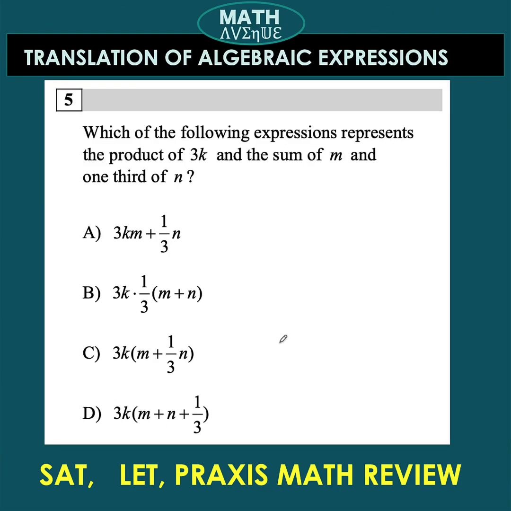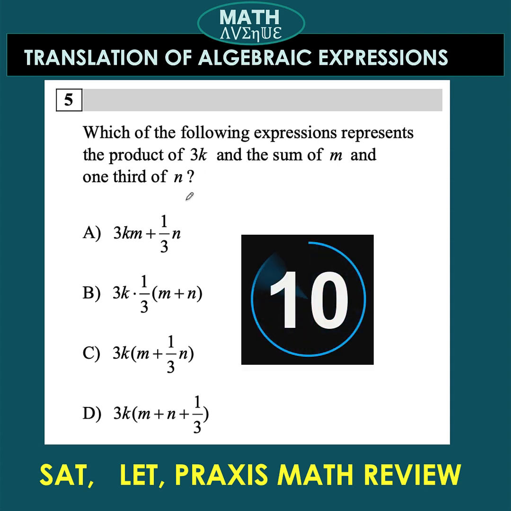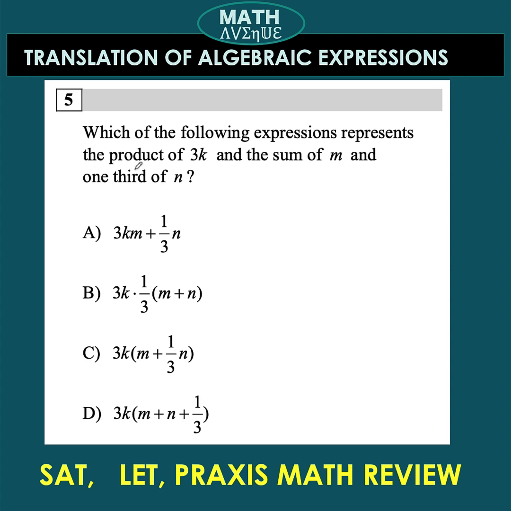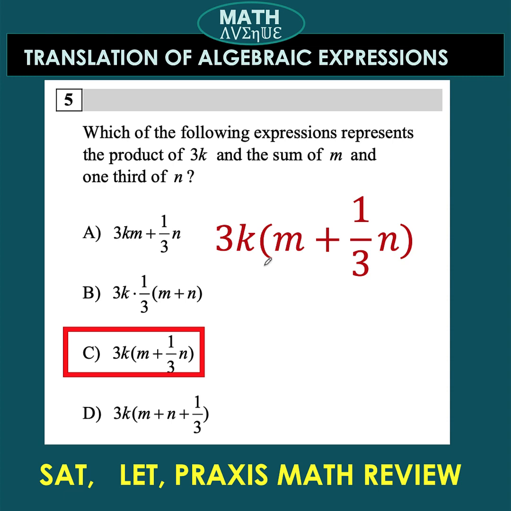Next problem. Which of the following expressions represents the product of 3k and the sum of m and 1/3 of n? Try this problem and I'll show you the answer in 10 seconds. Now let's solve this problem together. We have here the product of 3k and the sum of m and 1/3 of n. So the answer is letter C.